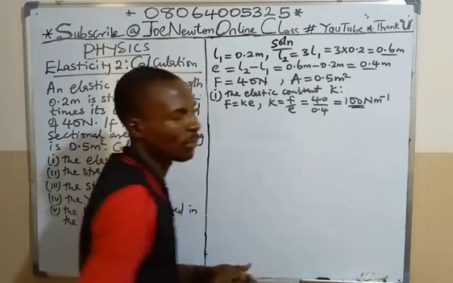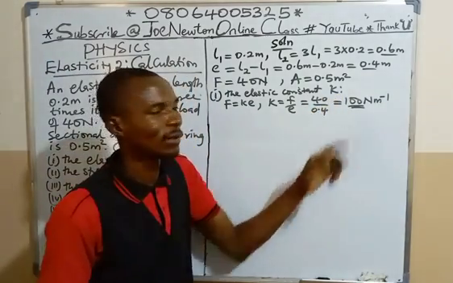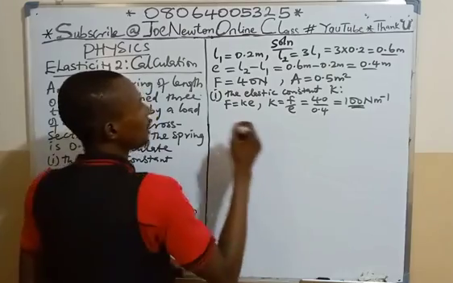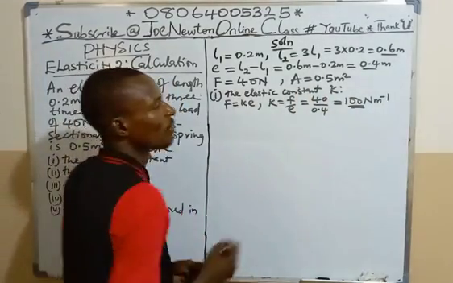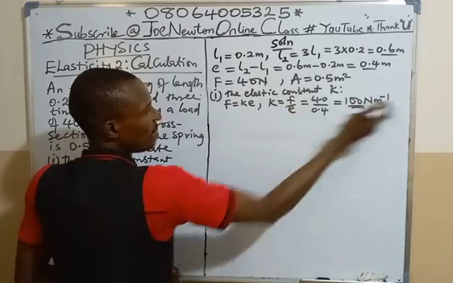Because 40 divided by 0.4 is like saying 40 times 10 divided by 0.4 times 10. That is 400 over 4, that will give you 100. What? Newton per meter. That's the unit. Force is in newton, extension is in meter.